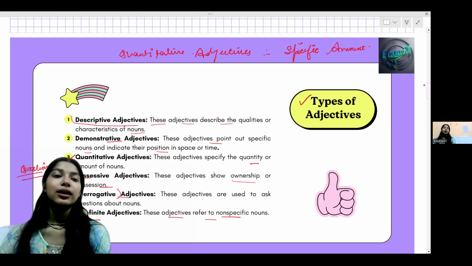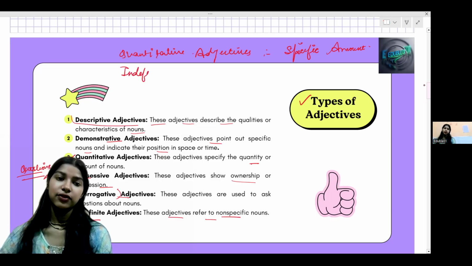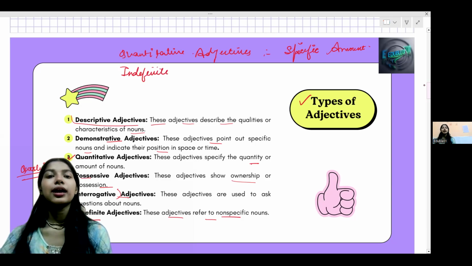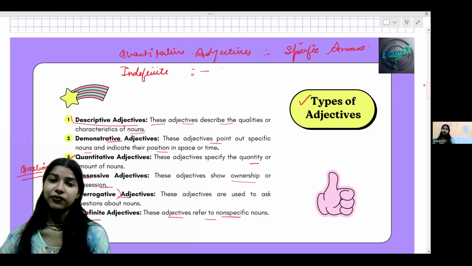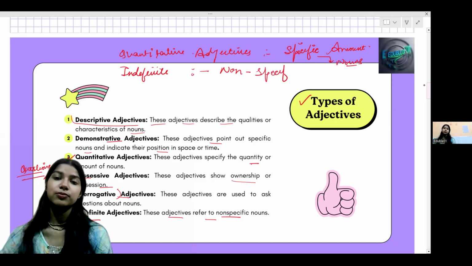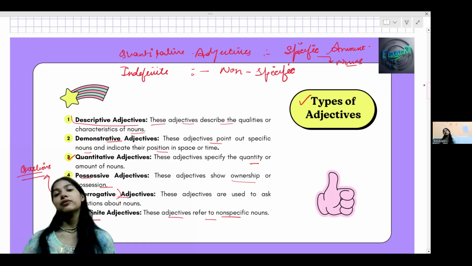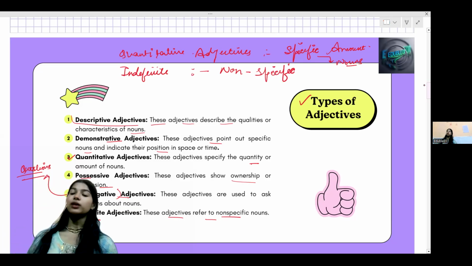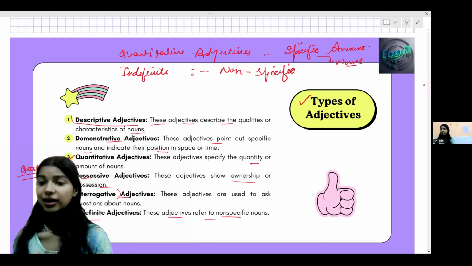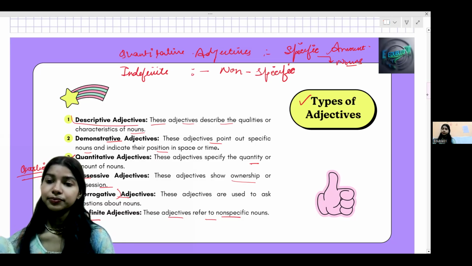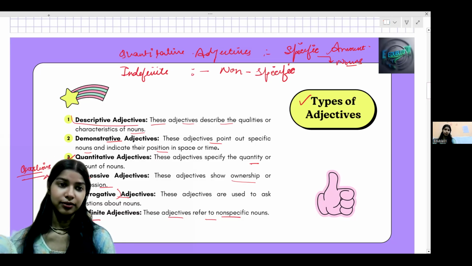And then in the other case, indefinite adjectives tell us about the non-specific. Okay. They tell us about the specific noun, and they tell us about the non-specific. So that is the major difference between the quantitative and indefinite adjectives. So it is a little bit confusing. That is why I have cleared it before, so that we are not going to get confused later on. Okay, fine.